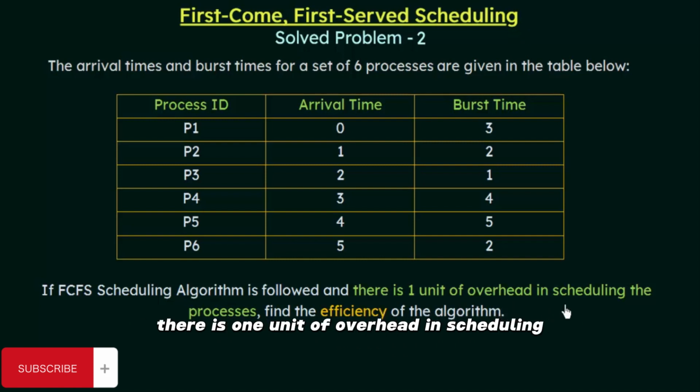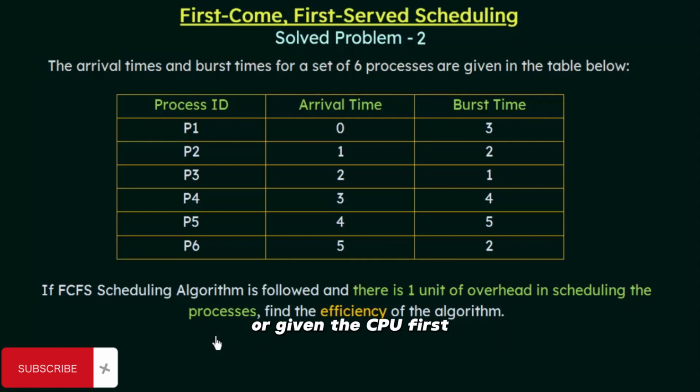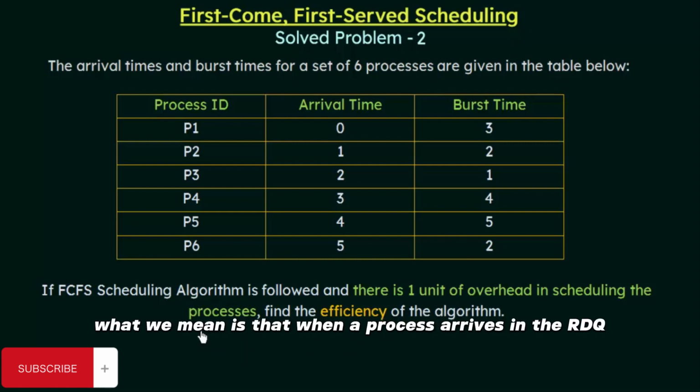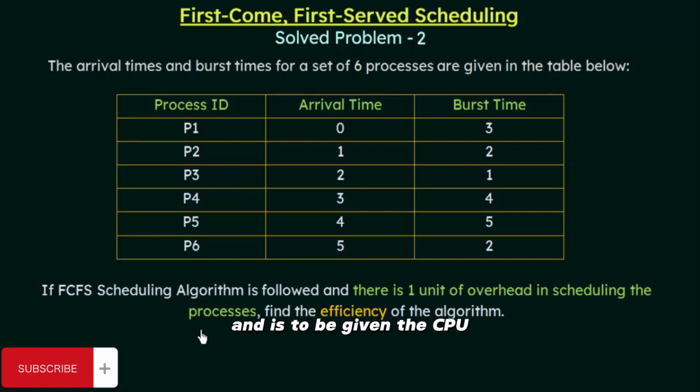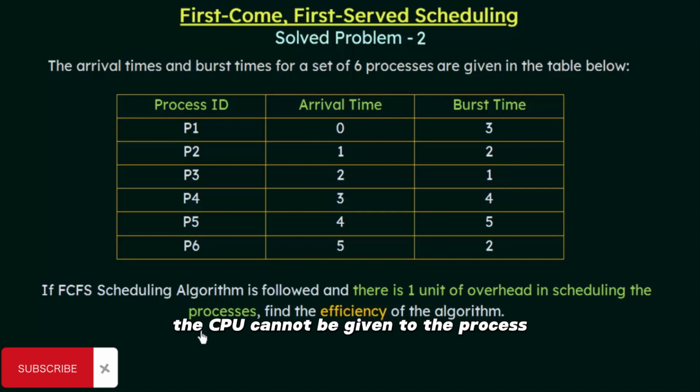There is 1 unit of overhead in scheduling the processes. So we already know how FCFS scheduling algorithm works. The process that comes first will be served first, or given the CPU first. Now by this 1 unit of overhead in scheduling processes, what we mean is that when a process arrives in the ready queue and is to be given the CPU, it cannot be given just at that particular instant. That means exactly at that time, the CPU cannot be given to the process.